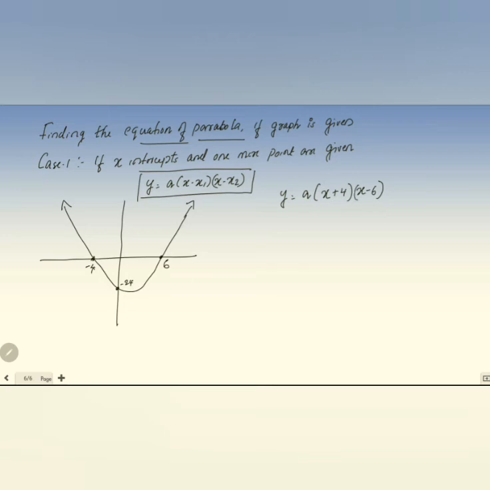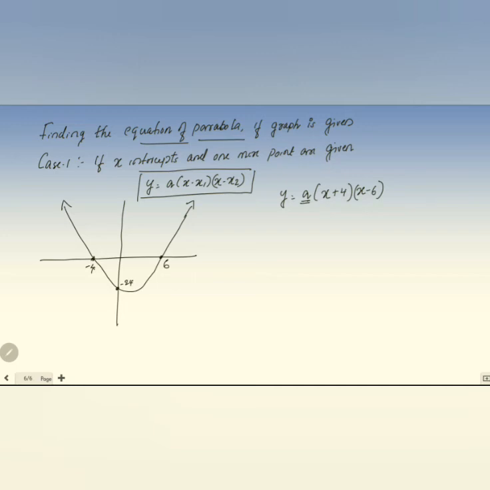So I am finding the equation of this parabola. Now what is stopping me? The value of a. If I know a, then open the bracket, you will get the answer. For finding this a, we are using the next point, any one point apart from the x-intercepts. What is here?